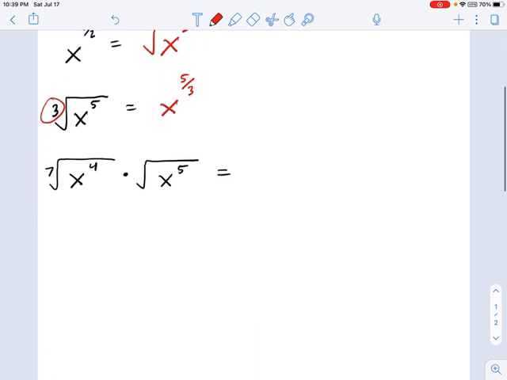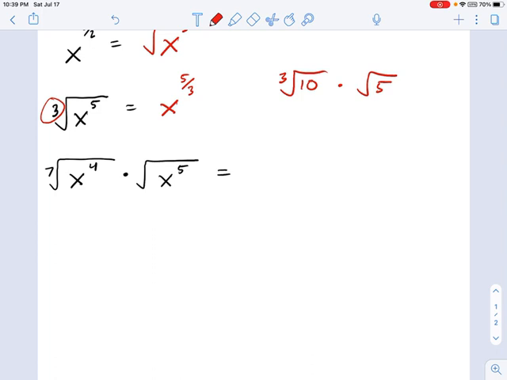Now, in this example, normally we would never multiply two radicals together which have different indices. And I'll give you an example. If I had the third root of 10 times the square root of 5, you don't touch it. That is as simplified as you get there. You can't go anywhere with it.